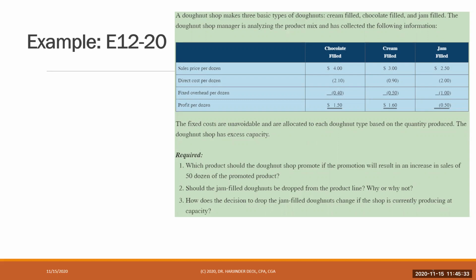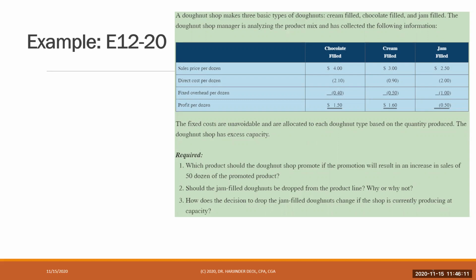The fixed costs, we are told, are unavoidable. They are allocated to each donut type based on the quantity produced. The donut shop has excess. So there's a bunch of requirements here. The first one is, which product should the donut shop promote if the promotion will result in an increase in sales of 50 dozen of the promoted product? So which one should we focus on if such promotion will result in more sales?